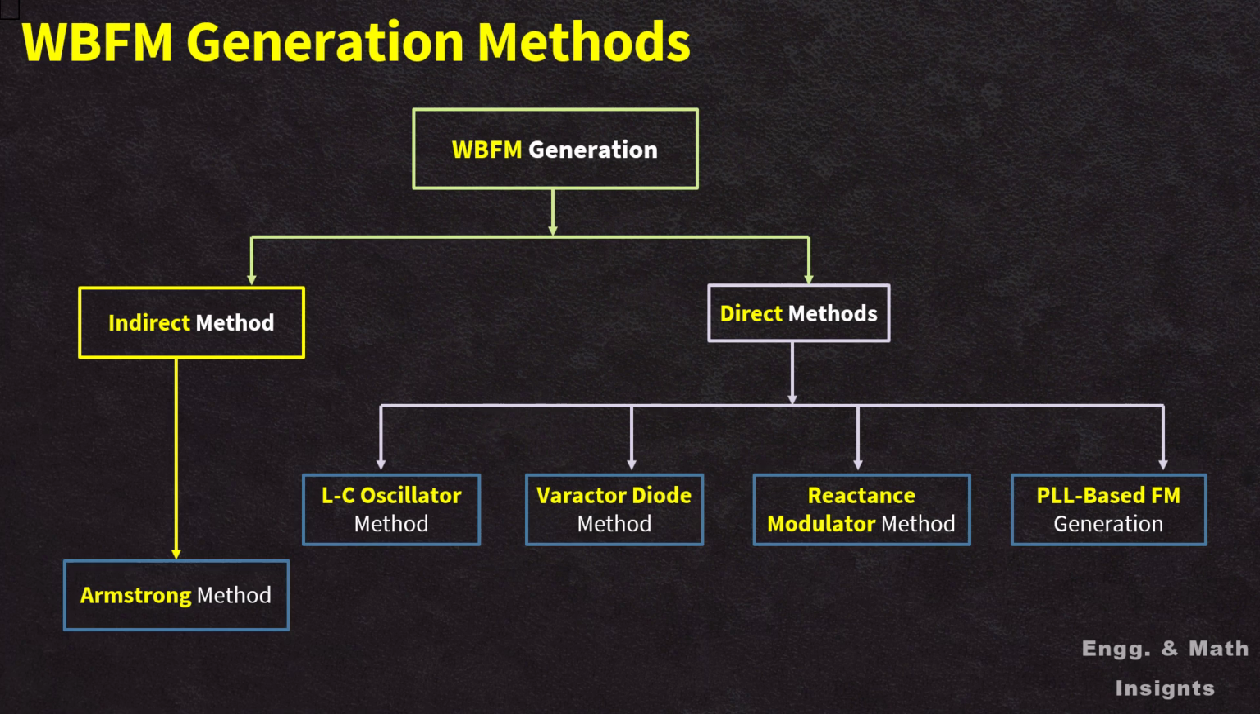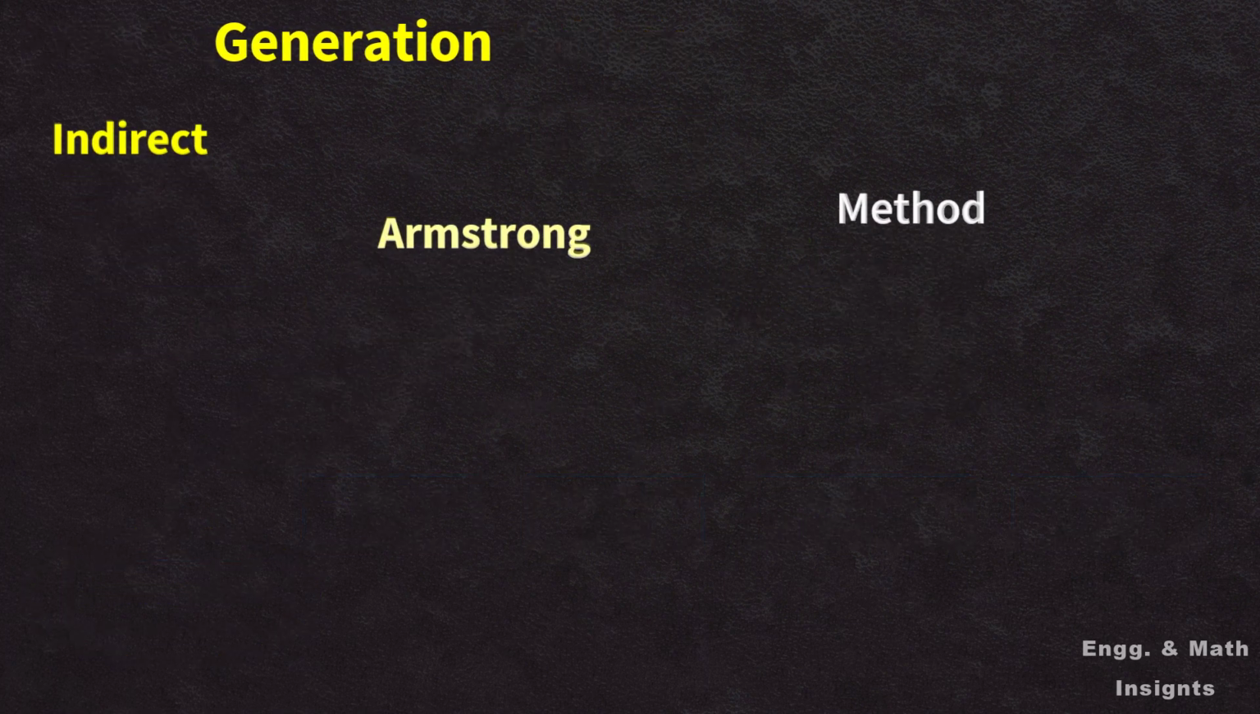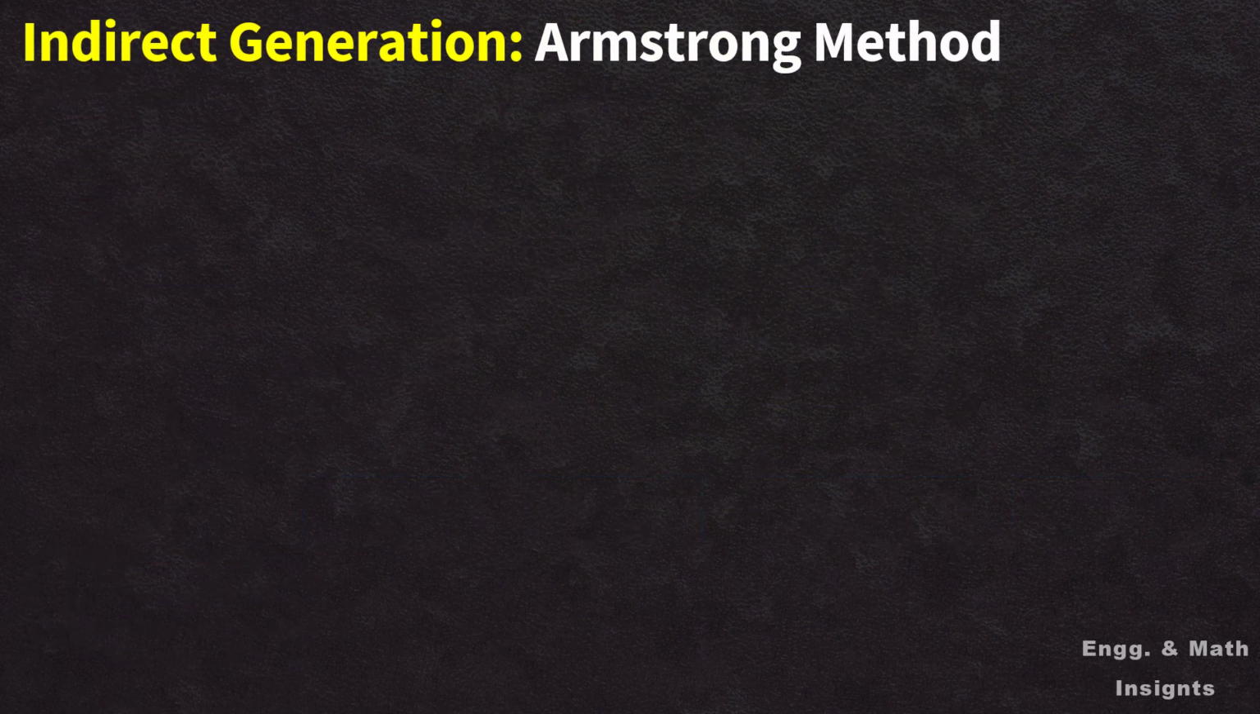We have already classified the FM generation techniques into two categories, direct and indirect. In this lecture, our focus is on the indirect approach, which is better known as the Armstrong method. So why is this method so important? Because it was the first practical technique that made wideband FM broadcasting possible.